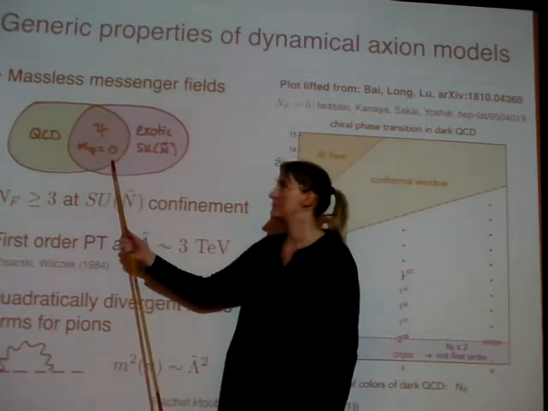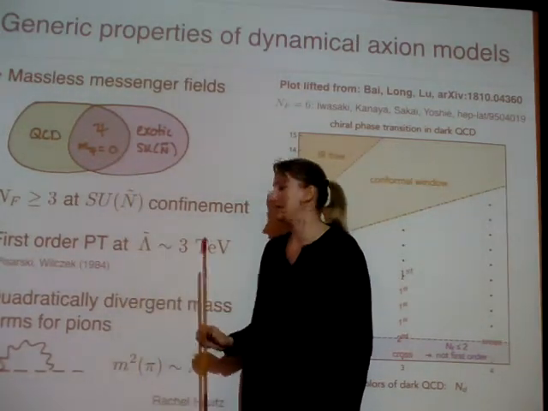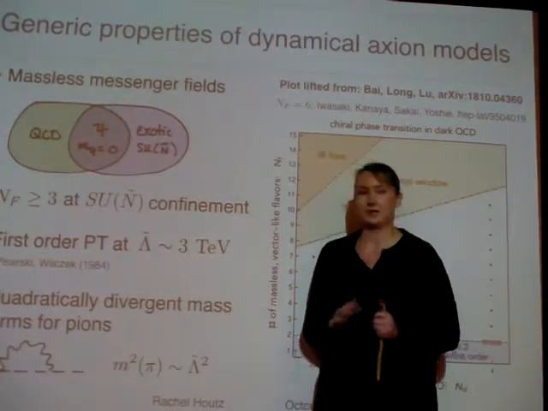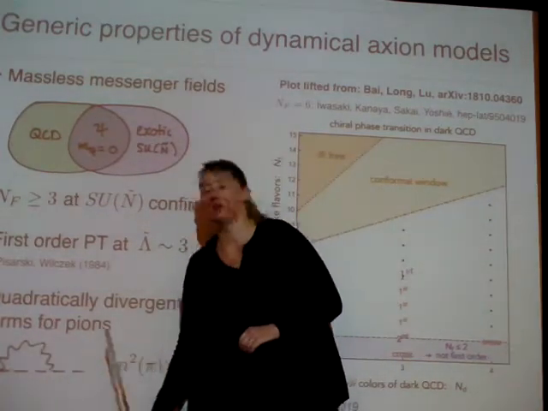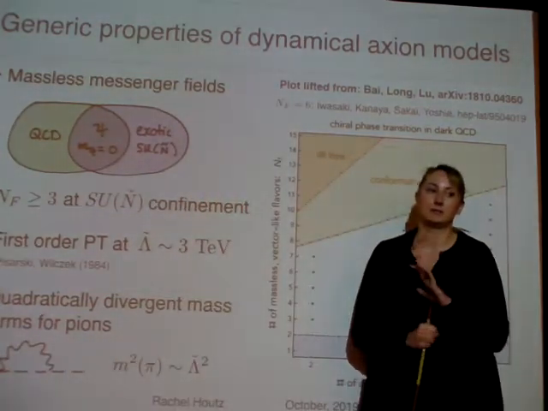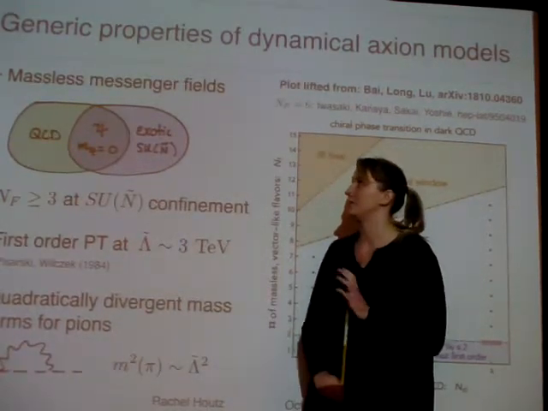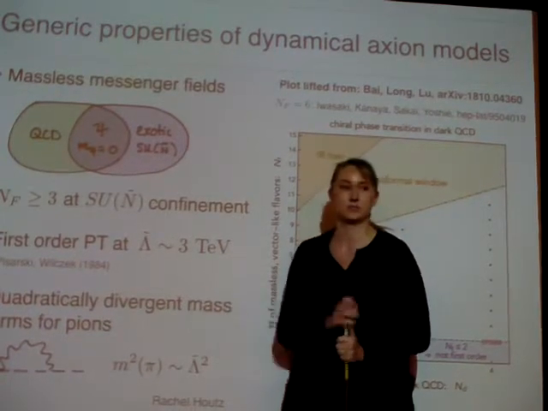Also, because this guy talks to QCD, many of the pions that are going to form at the confinement scale are charged under QCD. And so that means the pions are going to have a generic form of their mass terms, because the pion mass is driven up via interactions with QCD to the confinement scale. So those are generic properties of dynamical axion models, and these things are very interesting. They affect the gravitational wave phenomenology.